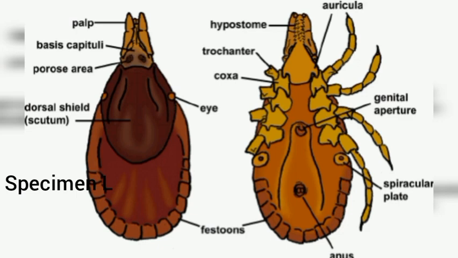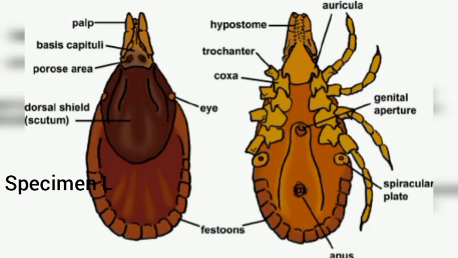It belongs to the order Ixodida, then the class is Arachnida. The kingdom is Animalia, and the phylum is Arthropoda. So those are the information based on the classification of tick. We have two types of it anyway. We have the hard and the soft tick.